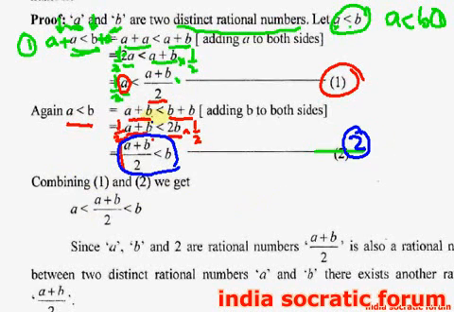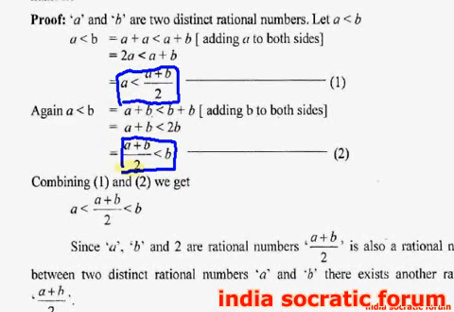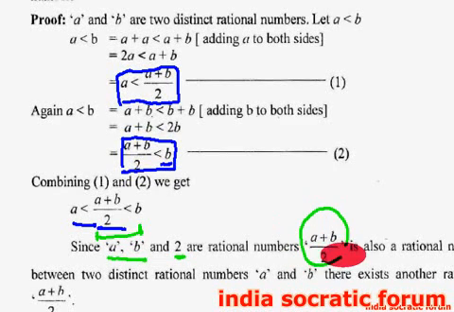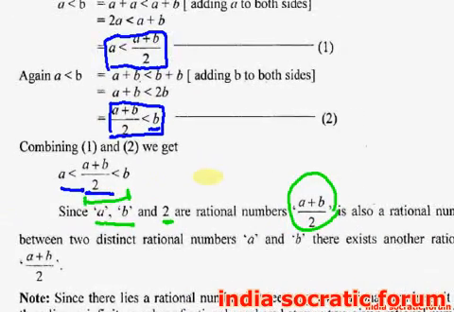When we combine these two results, the first result we got is A is less than (A plus B) by 2, and the second says that this is less than B. So A is less than (A plus B) by 2, which is less than B. Hence, if A and B are two rational numbers, then (A plus B) by 2 exists. It's yet another rational number in between these two numbers.